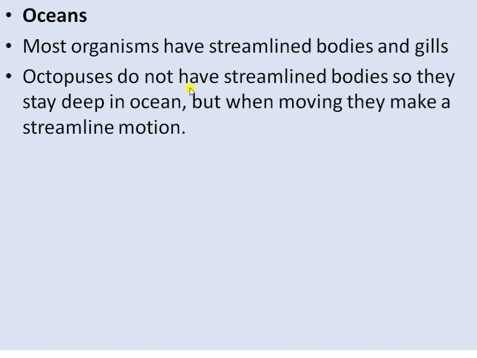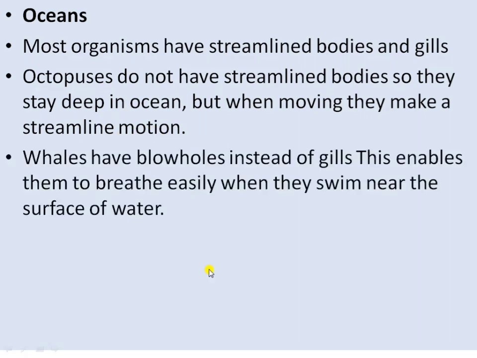The octopus does not have a streamlined body, so it stays deep in the ocean, but when moving it makes a streamlined motion. When present deep in the ocean, it does not have a streamlined body, but when it is moving it becomes streamlined. Then whales have blowholes instead of gills, and this enables them to breathe easily when they swim near the surface of the water.